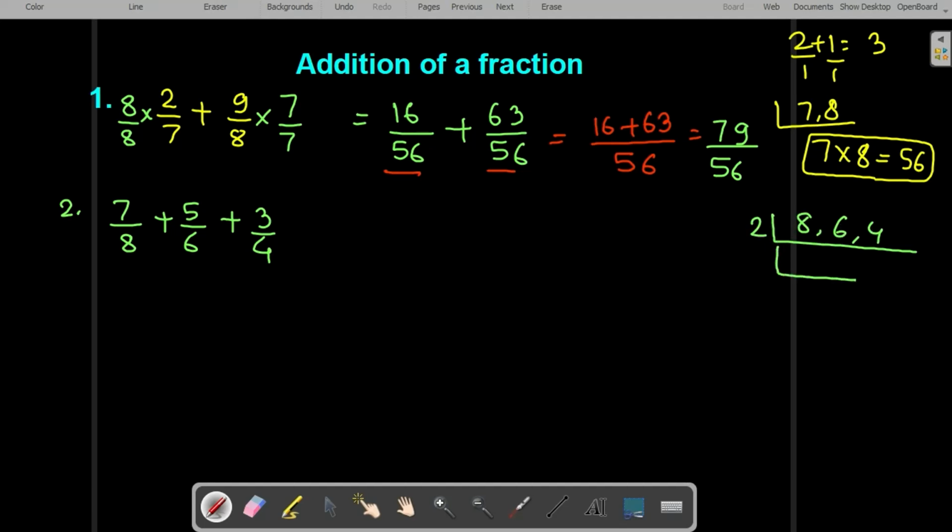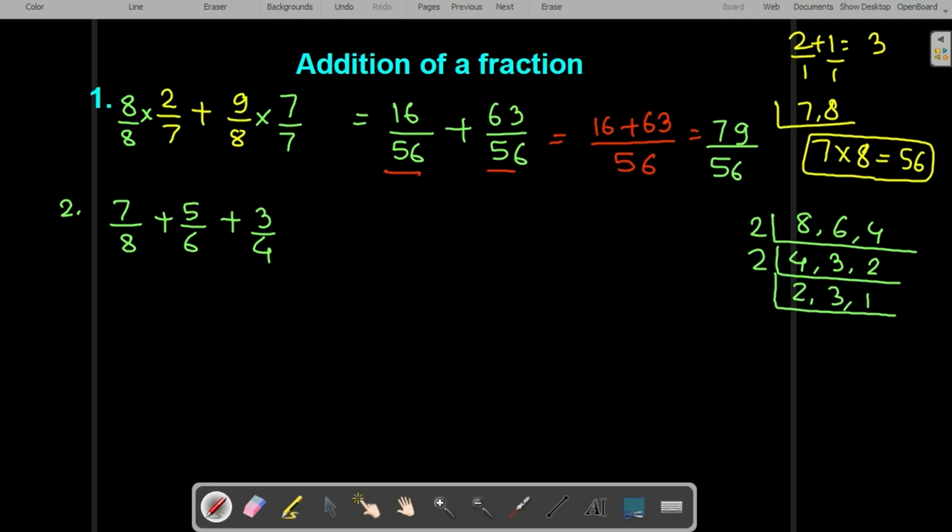2. So let's start. 2 into 4 is 8, 2 into 3 is 6, 2 into 2 is 4. Now what we have to check? At least two numbers should be divisible by this number. So we can say 2 and 4, again they have common factor 2. So we can write 2 into 2 is 4. 3 as it is I will leave it, and 2 into 1 is 2. Now 2, 1, 3, they don't have any common factor other than 1.